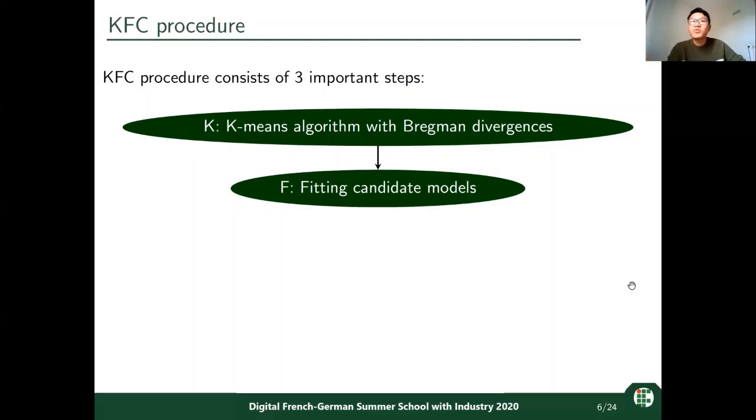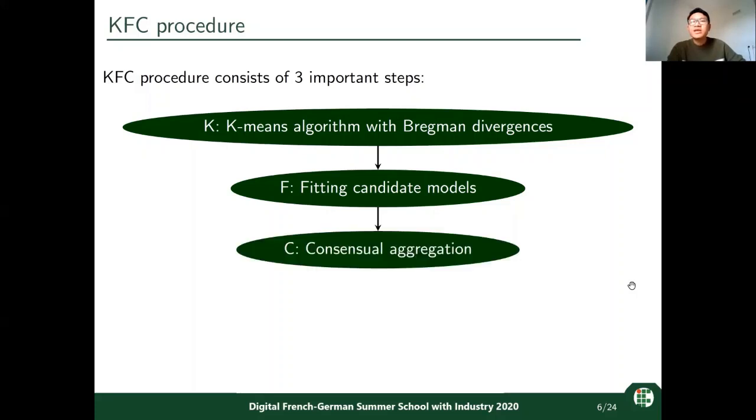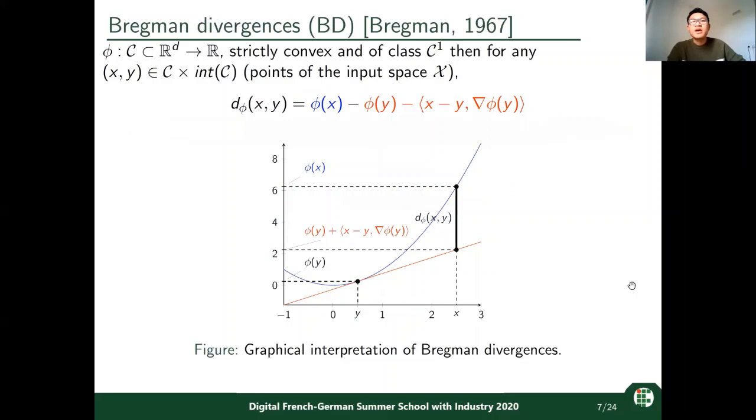Then we construct local models, as I showed in the previous slide: we construct a local model for a given structure, and then the collection of all these local models will be called a candidate model. And because we perform K-means with several dissimilarities or Bregman divergences, at the end we will combine all of those candidate models together. These are the three steps of this procedure.